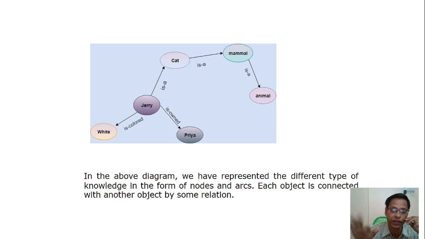So these different words or statements are related logically when you look for a specific word. In the above diagram we have represented different types of knowledge in the form of nodes and arcs. Each object is connected with another object by some relation. The words are related logically with the nature of their meaning.